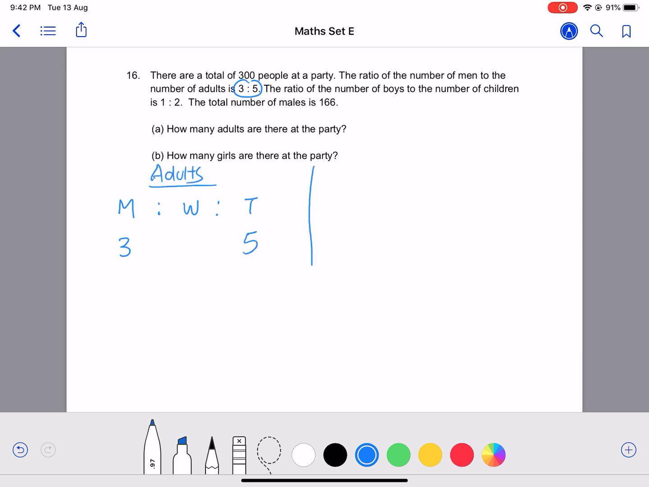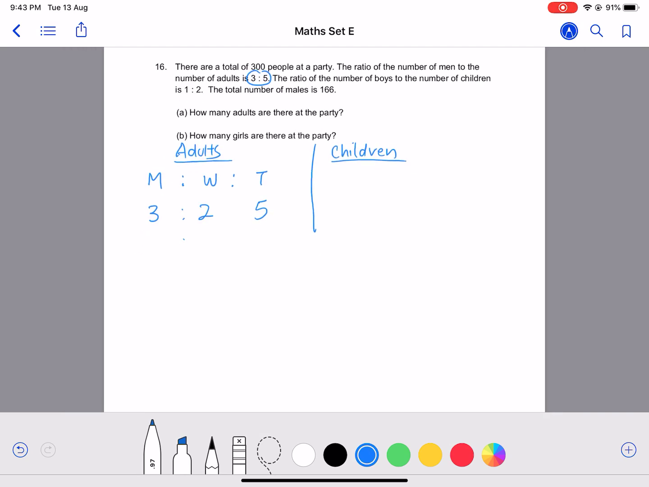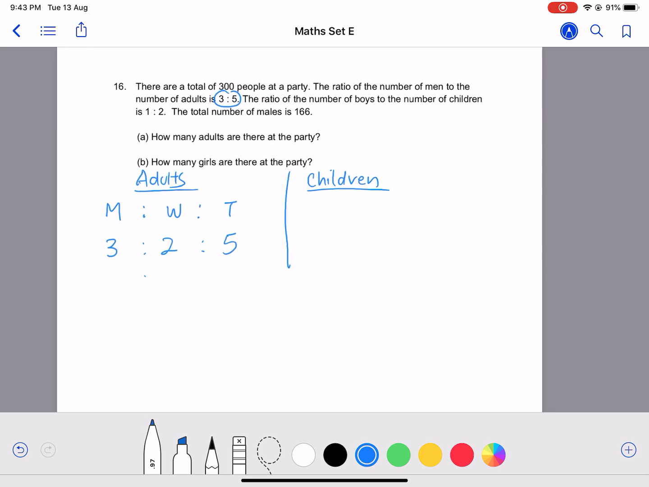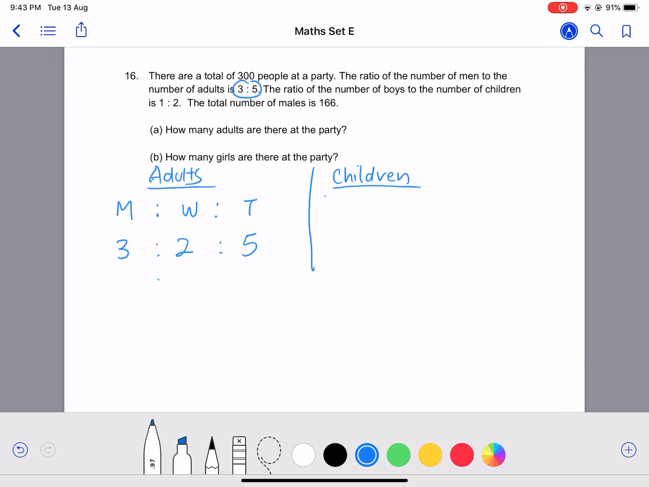So maybe we have a column for adults and the other column for children. Now if total is 5, then obviously the women one will make 2. Okay. Then what about the children? There's also mentioned about boy is to girl and is to the total, right? So 1 boy, children total is 2, which means that girl also has the same ratio as the boy, which is 1 unit. Okay. All right. So we have got 2 sets of different ratio.